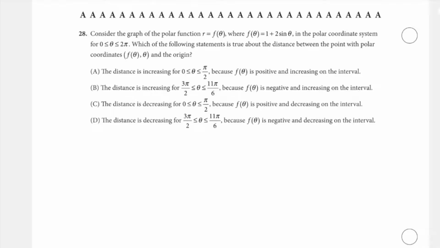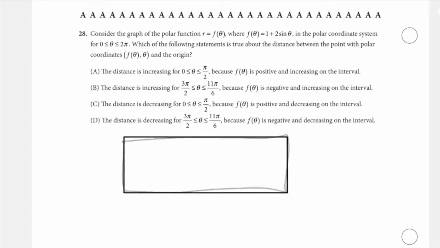1 plus 2 sine theta in the polar coordinate system. Which is true about the distance between the point with polar coordinates theta and the origin? Is the distance increasing or decreasing? Again, in order to do that, we need to draw the rectangular graph. So 1 plus 2 sine theta. Sine starts in the middle and goes up.